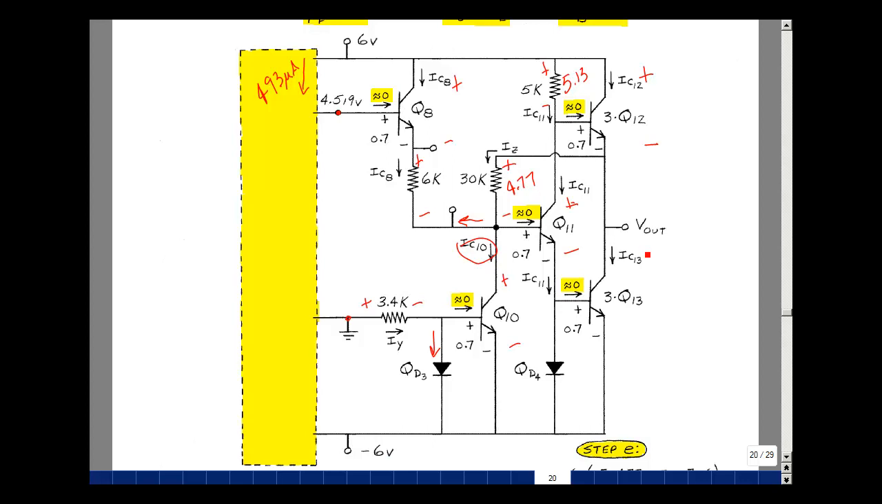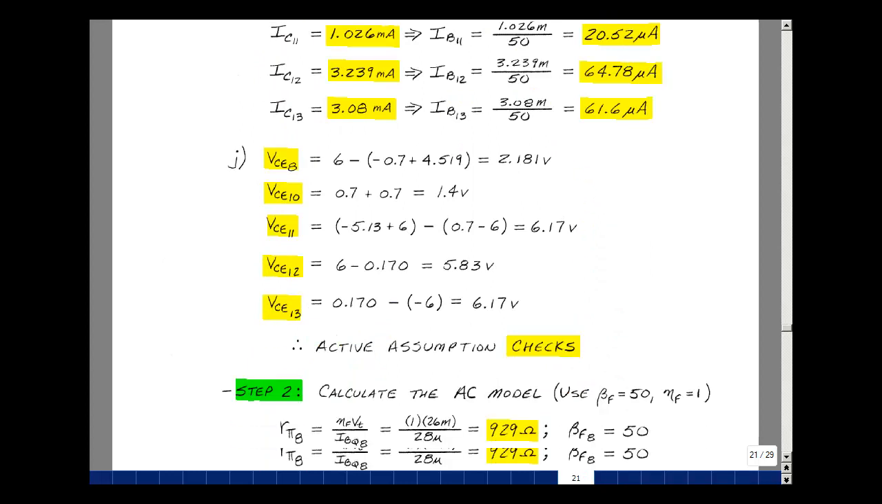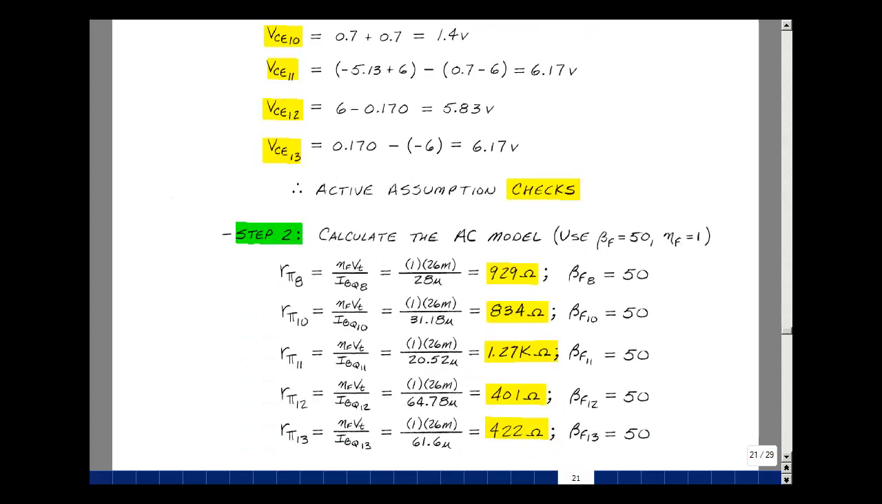So all of the collector emitter voltages are much bigger than a few hundred millivolts. So we are in the active region. So let's go back to the next page, where I did those calculations on the schematic, and here's the actual work. So now we can calculate the AC model.